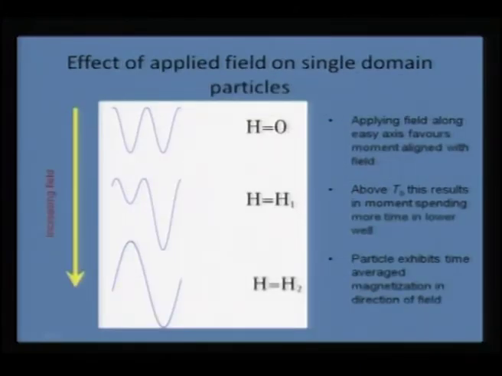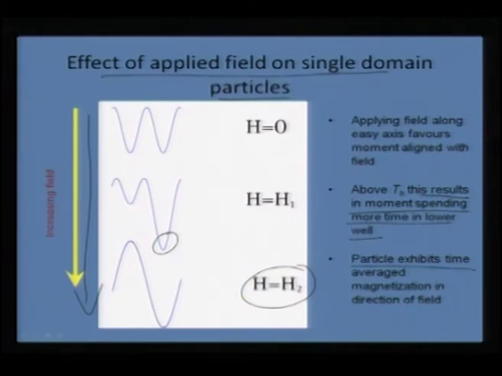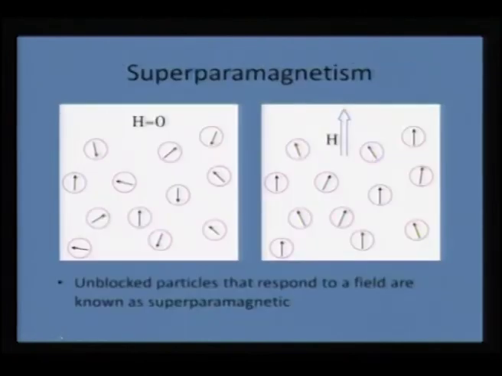If you increase your field strength, sometimes this blocking can be removed. That is the effect of an applied field on the single domain particle. Applying the field along the easy axis favors moments aligned with the field. Above the blocking temperature, this results in the moment spending more time in the lower well, and at still higher temperature the particle exhibits a time average magnetization in the direction of the field.